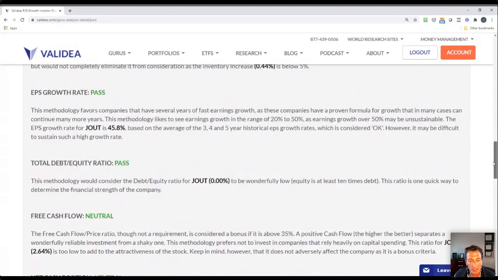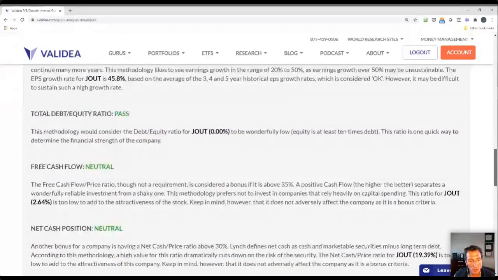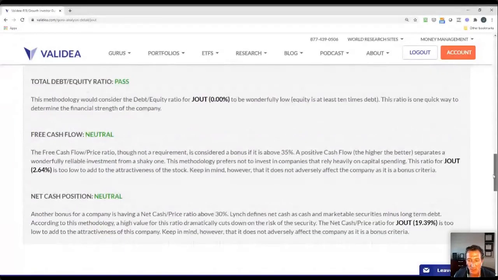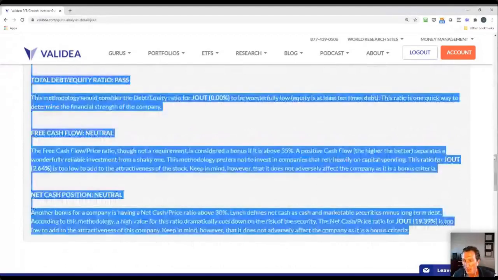It then looks at the total debt to equity ratio, which is 0. So it doesn't look like the company has any long-term debt. It looks at free cash flow. It wants to see free cash flow, and these are bonus criteria. Then it looks at the net cash position, here relative to the share price. It wants to see that the company actually has cash on hand, which certainly I think is important in this environment.